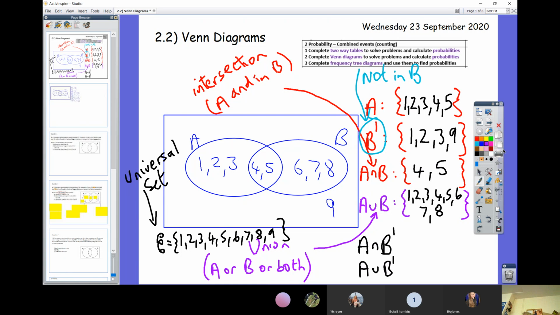So let's do the first one. We're looking for the numbers that are doing two things. They're in A, but at the same time, they're not in B. Hands up when you think you might have got the ones that are in A, but not in B. Henry. Yeah, good lad. So can't you see? But why didn't you put your hand up? So the answers there are 1, 2, and 3.